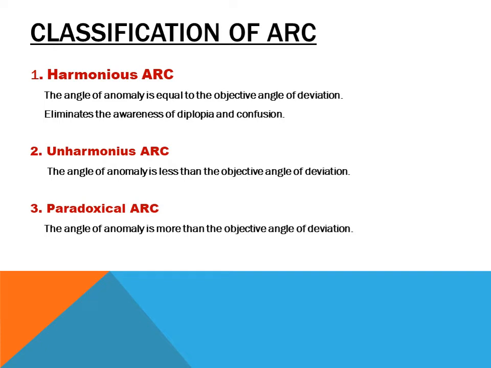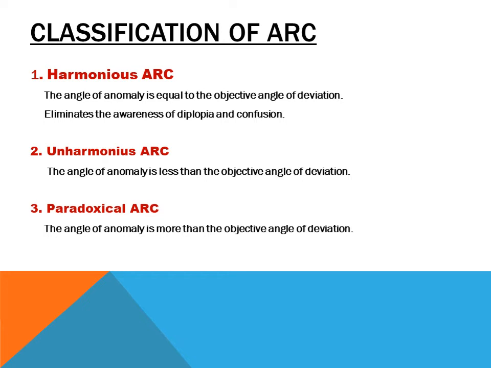That means this particular type of ARC has got established in his visual system long back, most probably since childhood, because this harmonious ARC usually gets established in order to eliminate any binocular vision anomalies like confusion and diplopia that I have already discussed before. So this is called harmonious ARC.